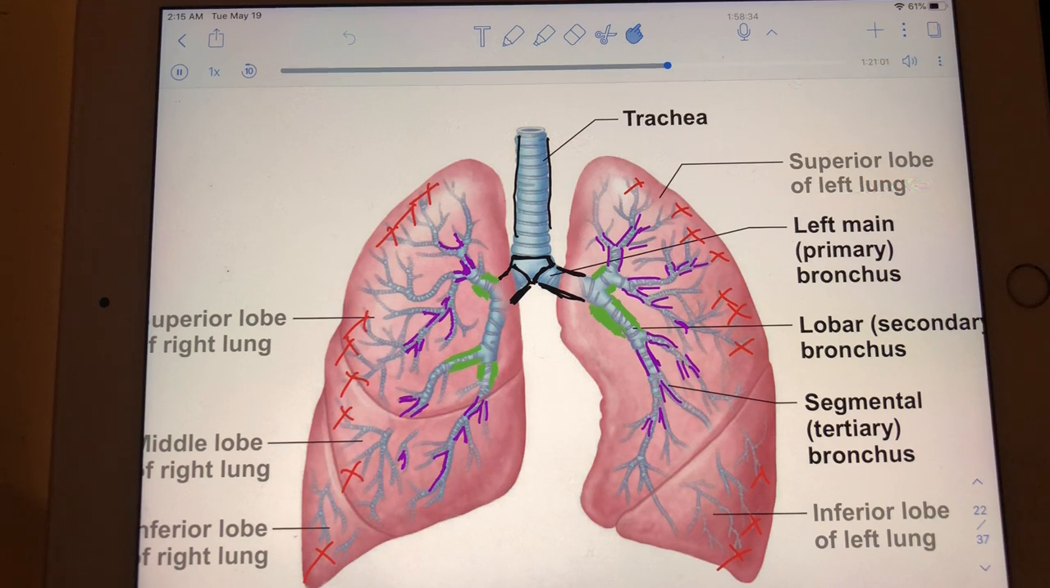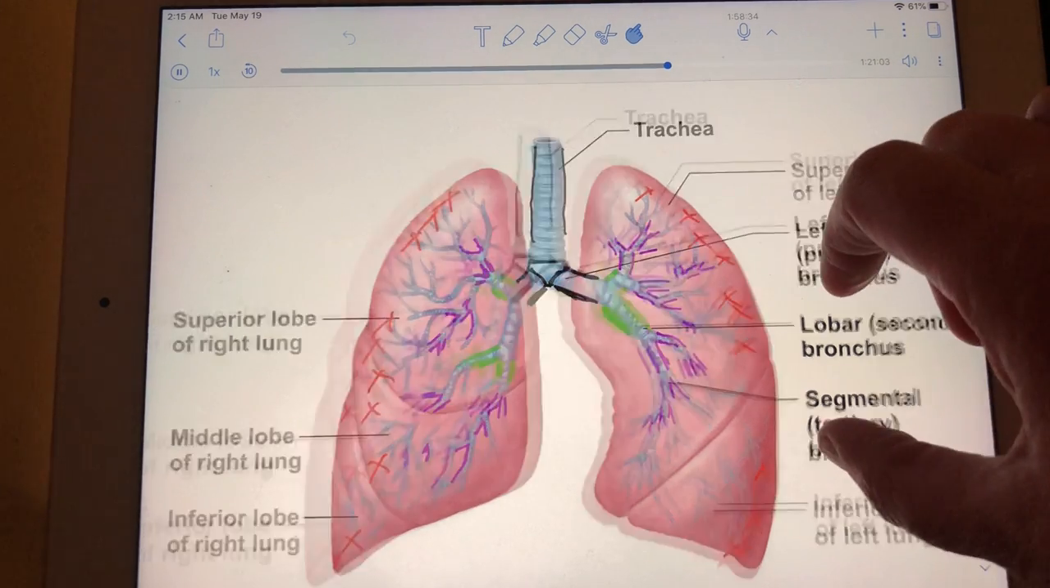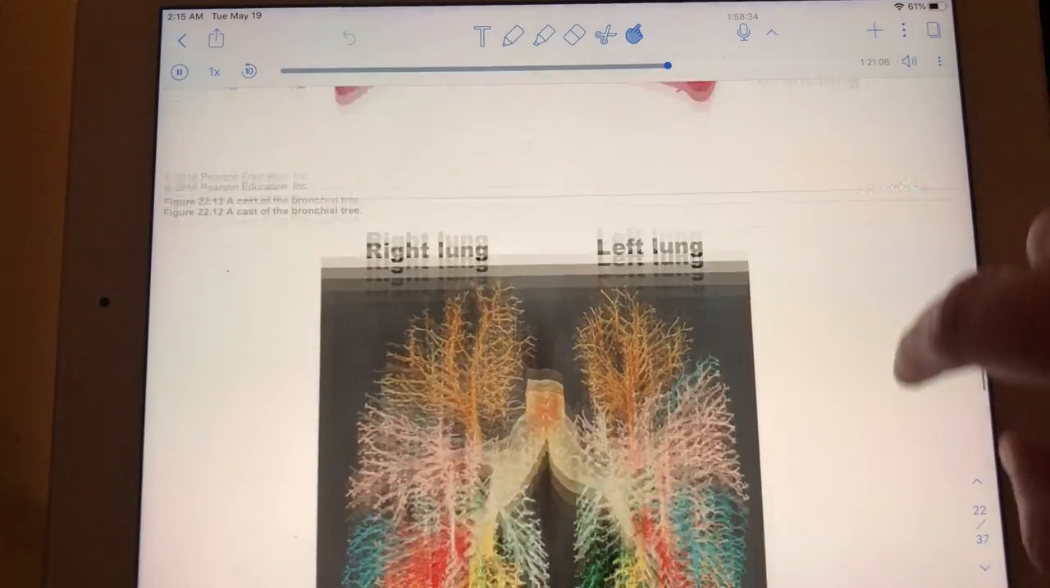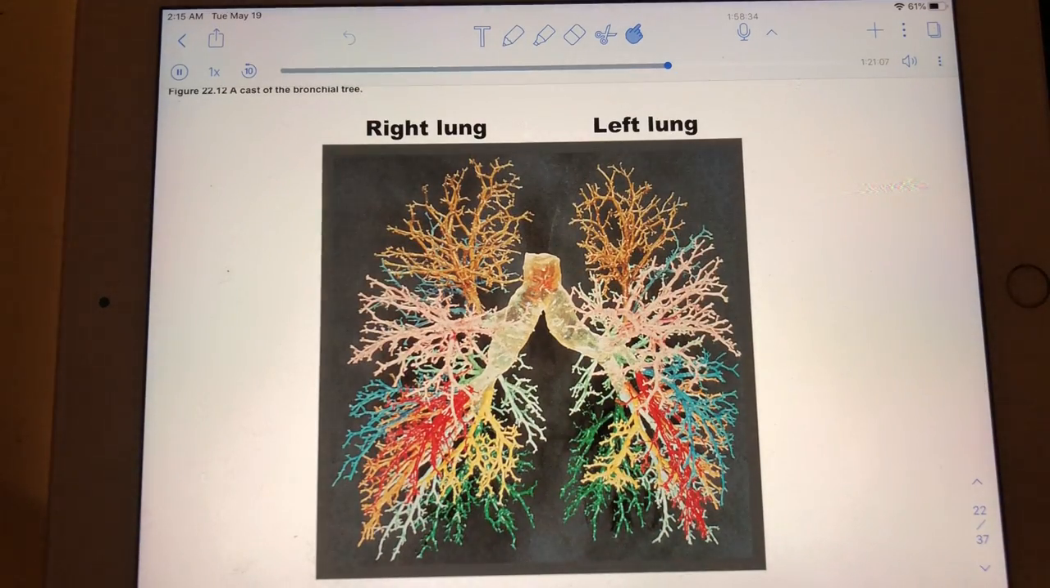Now let's look quickly at slide 23. It's kind of a cool image just because it shows that respiratory or bronchial tree with all the tissue removed. So cool. Isn't that crazy? Beautiful. Next slide.